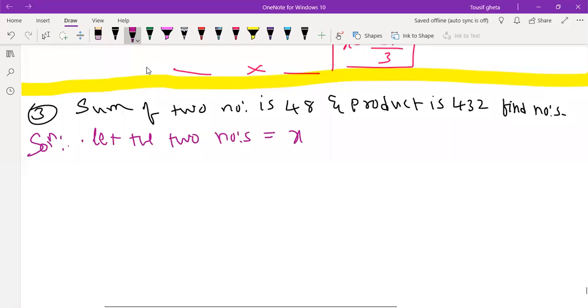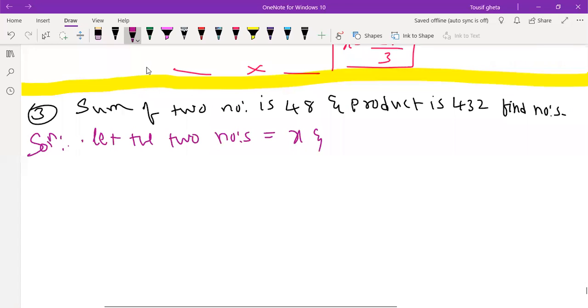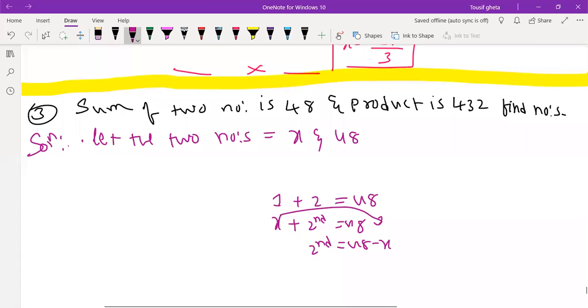Let the two numbers be x. One number we will take as x, what will be the other number? Can anybody say? If one number is x, then what about the other number? See, sum of two numbers, one number plus the other number is equal to 48. The first number is x, then the second number is 48 minus x. So the two numbers are x and 48 minus x.